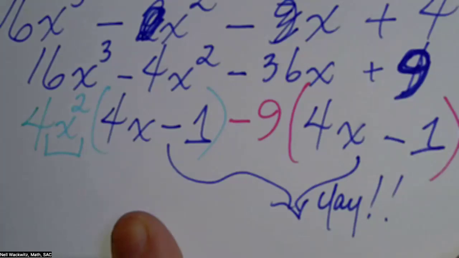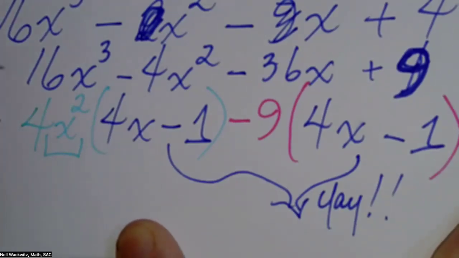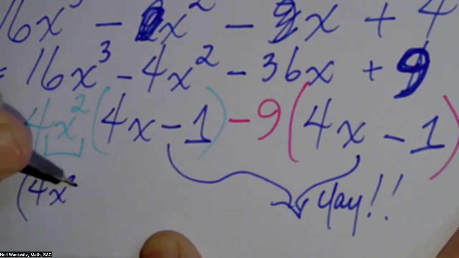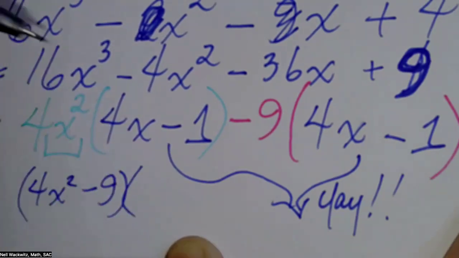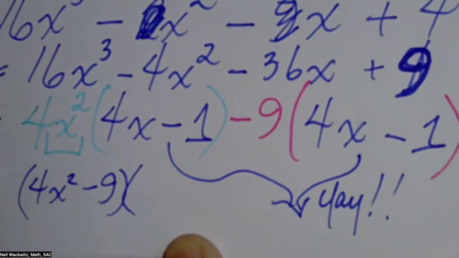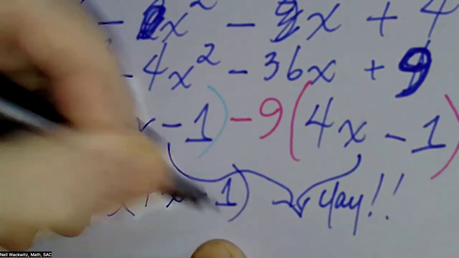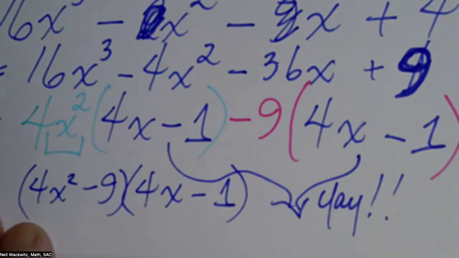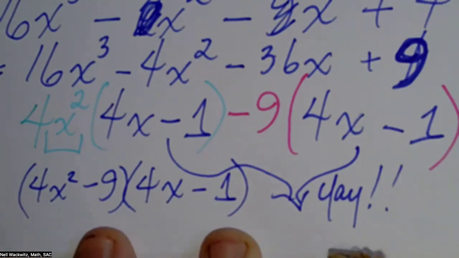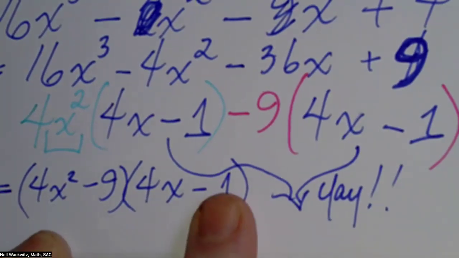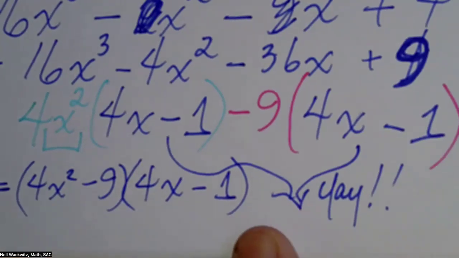So then what do I write next? 4x squared minus 9 times 4x minus 1. Good. I usually bring the matching factor to the front, but it is absolutely the same as putting it second. And now are we done?